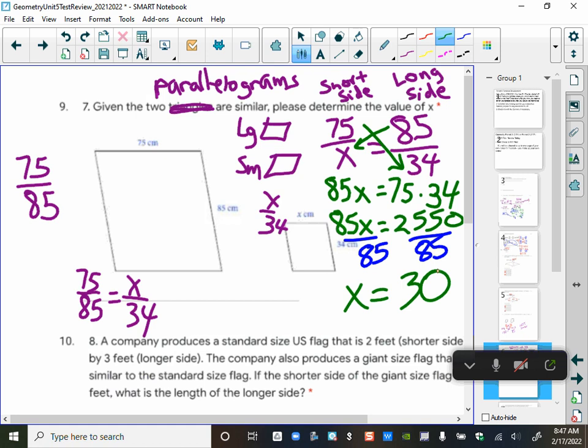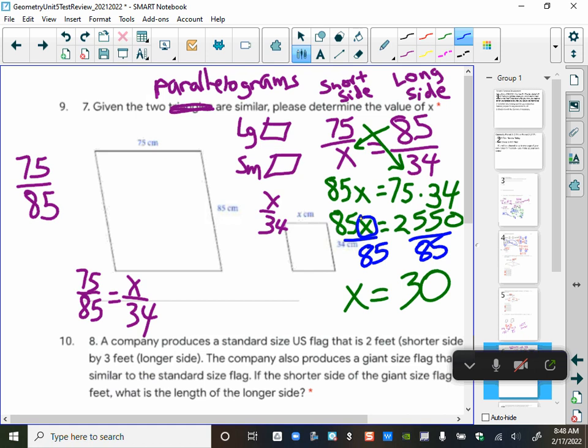Okay, so once you get the setup, do your diagonal cross multiplication. And then once you get your cross multiplication, remember you want this x by itself. How do you get a number for the x? That's when we divide, because you have the other number, right? Divide both sides by this number. X is by itself. Divide these two numbers.